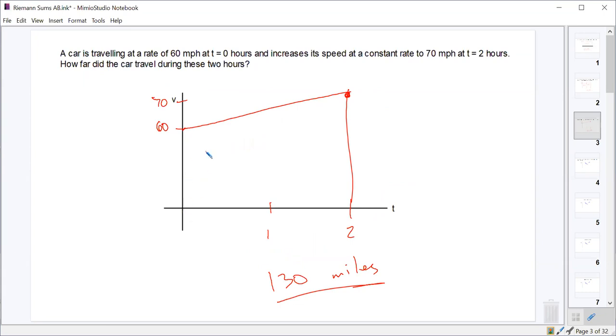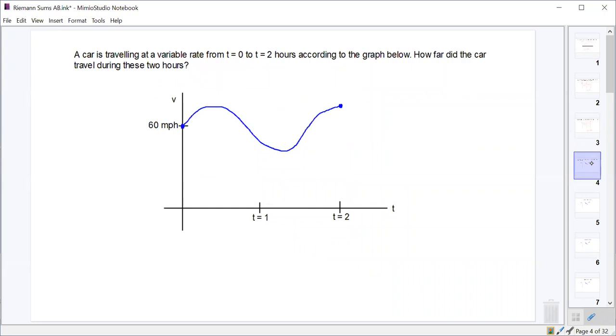It's got a base 1 of 60 plus a base 2 of 70 divided by 2 times the height of that trapezoid. Came out to be 130. Yep, and that's exactly what it is. Every time you want to know how far you went, if you have a time velocity graph, the total distance that you traveled is just the area underneath that curve.